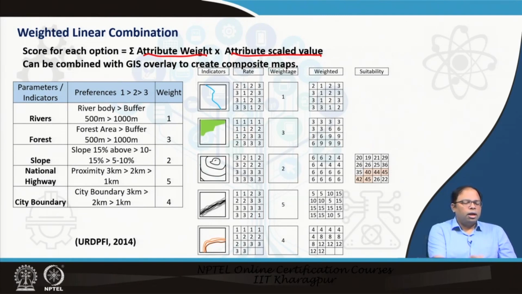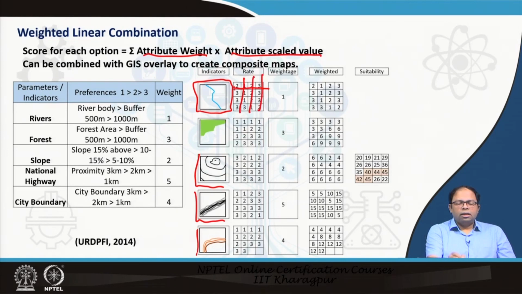The area is divided into cells. As you can see, this is the area. It has got a river flowing through it. It has got some forest land. It has got some contour maps, so we see the contours over here. Then we see the national highway going through this particular area, and then the city boundary is also there. Now this entire area is divided into zones. We can call it a grid cell. For example, the entire area is divided into cells, and each cell could be given a score.